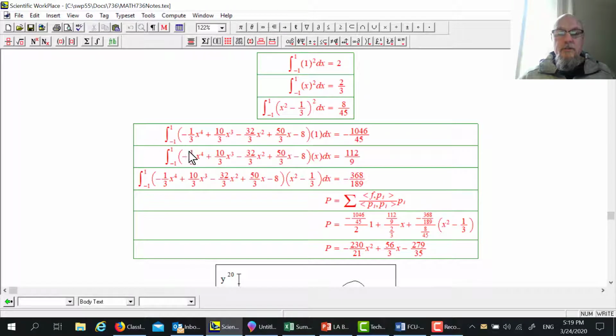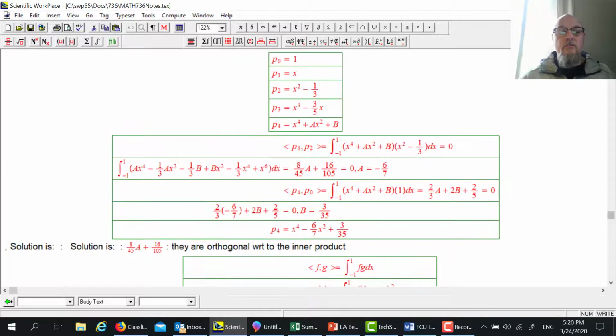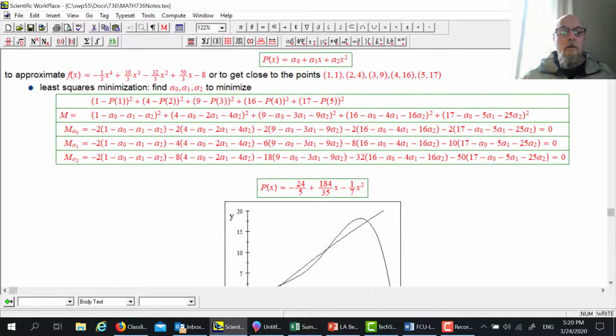So this is the polynomial that we're trying to approximate. This f of x, then, that's our polynomial. That's our 4th order polynomial that goes through all these points.